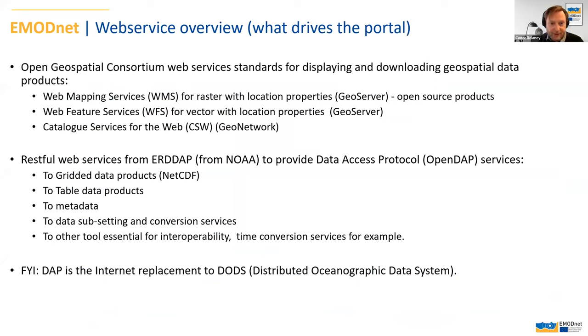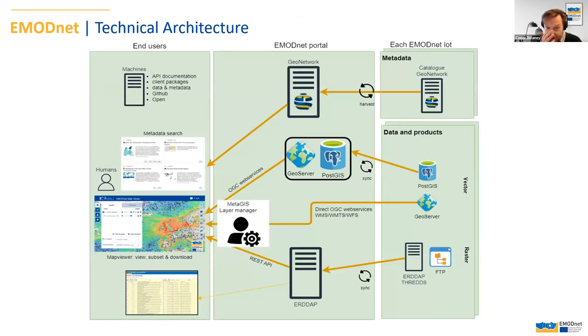So it looks from the front end that we're quite a smooth system. You just see the map viewer and you see the catalog and you see the pages. But in the back end, it's actually quite a complex technical architecture. On the far right hand side here, you're seeing the federated system where each of the thematic lots will run their own services, and they're all around Europe. Whereas the eMODnet portal and the front end is based in Ostend. Of course, the users can be anywhere.